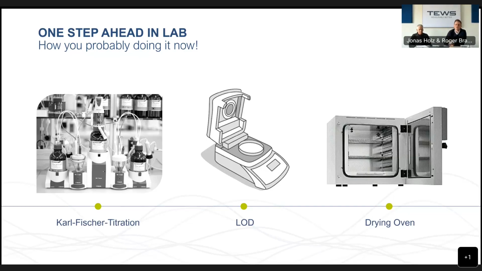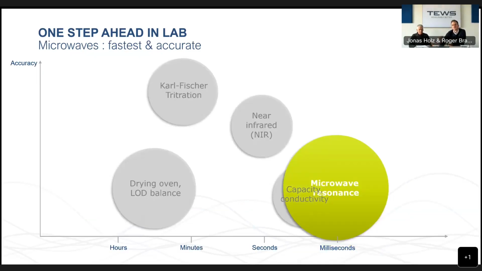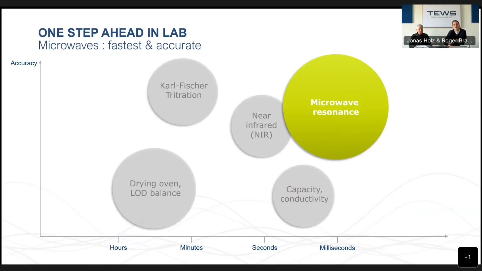Based on that time factor, we have created a nice chart, as you can see here, and we compared all the common methods in terms of accuracy, as you can see on the left-hand side, and the duration or speed of the process that you can see at the bottom. We can clearly see that the microwave resonance technology is not only the fastest method, but also a very accurate one. And that's exactly where we come into play.